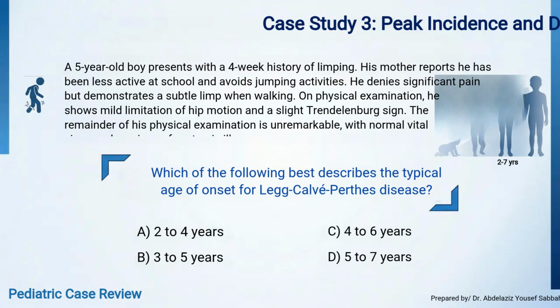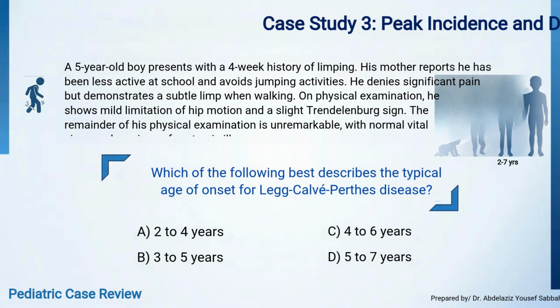A 5-year-old boy presents with a 4-week history of limping. His mother reports he has been less active at school and avoids jumping activities. He denies significant pain but demonstrates a subtle limp when walking. On physical examination, he shows mild limitation of hip motion and a slight Trendelenburg sign. The remainder of his physical examination is unremarkable, with normal vital signs and no signs of systemic illness.